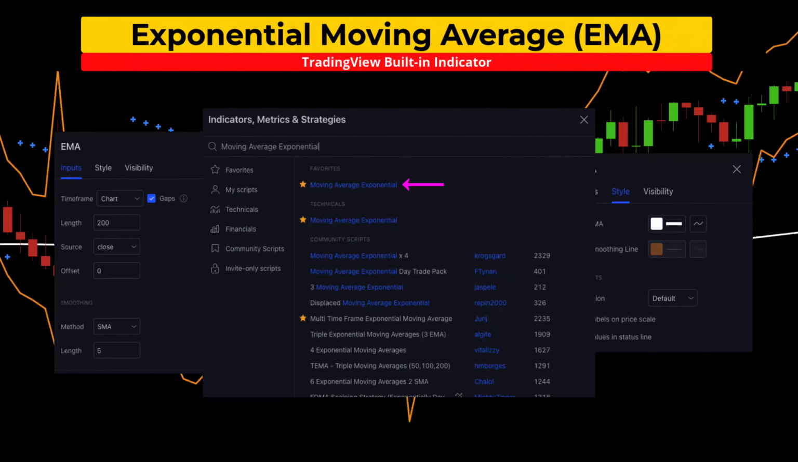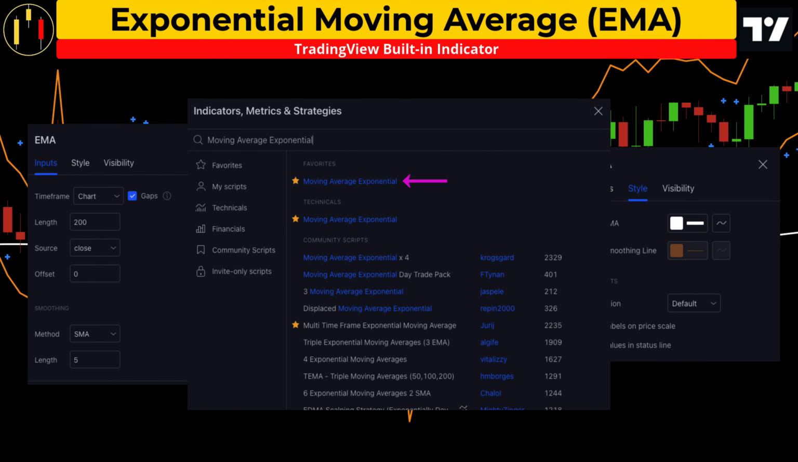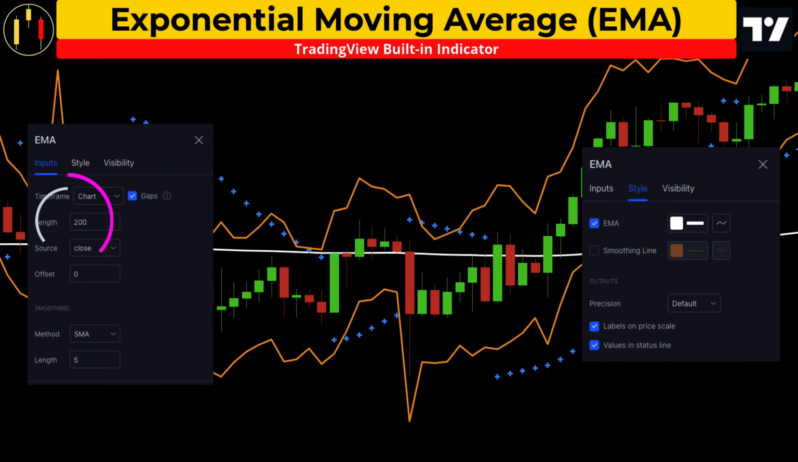The first indicator is the Exponential Moving Average, or EMA. I am going to set the length to 200 and color it in white. The 200 EMA will be used to confirm trend direction, looking for longs above the white line and shorts below.